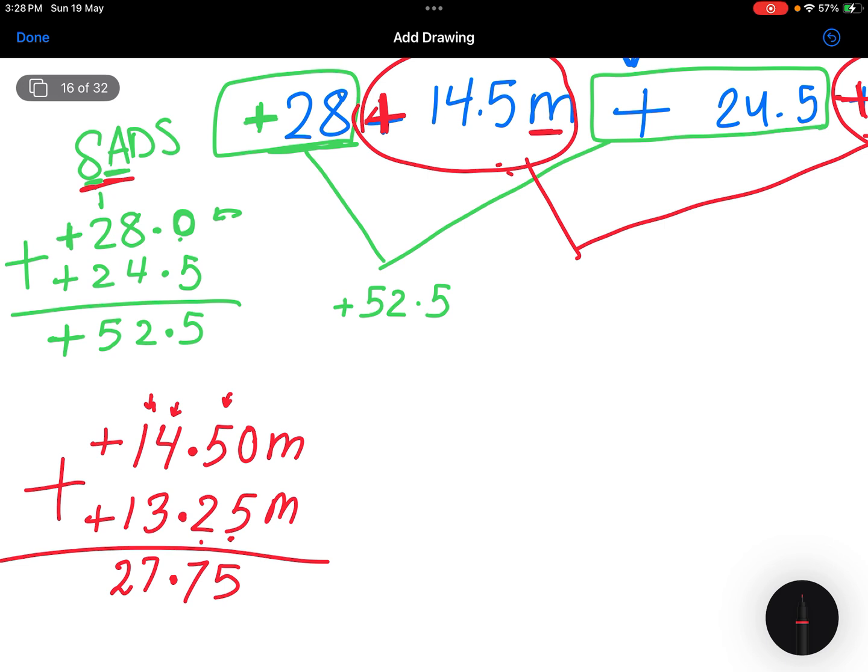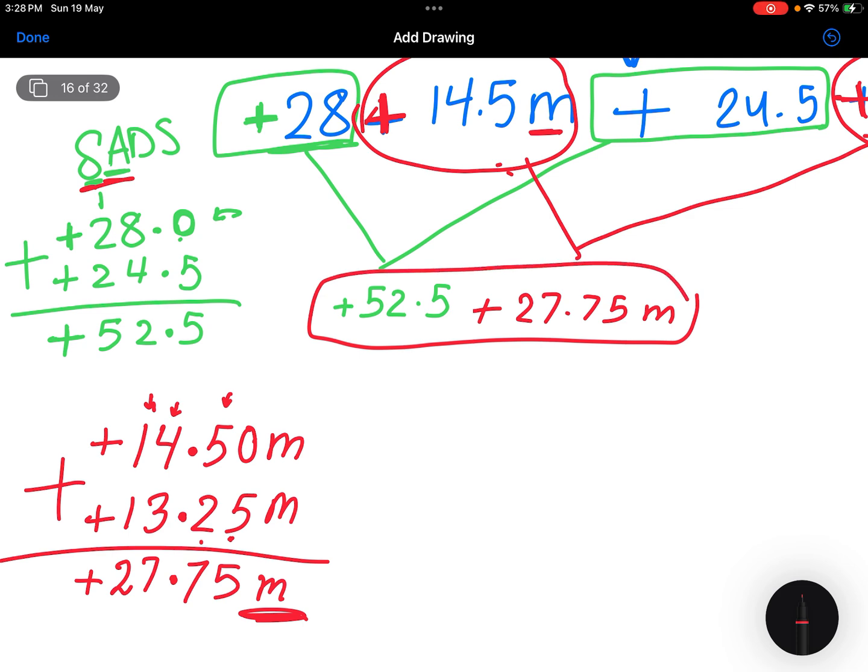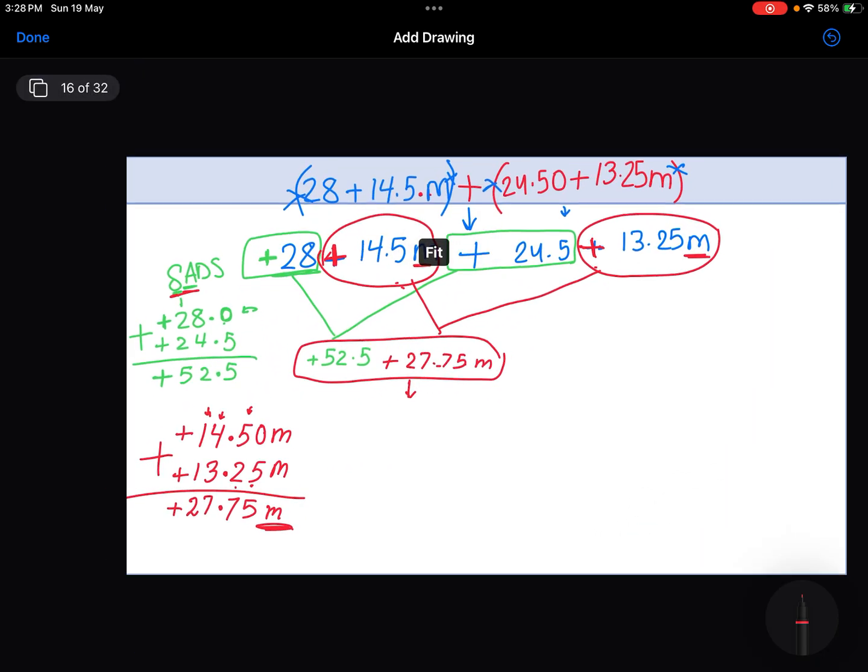Now since the 14.50 is greater, then I'll just put the same sign of it. Of course, don't forget the variable m. Never leave the variable out. So plus 27.75 m. Since I cannot combine them, then this is my final answer. So she basically spent 52.5 plus 27.75 m per month. Okay, this is what she spends.